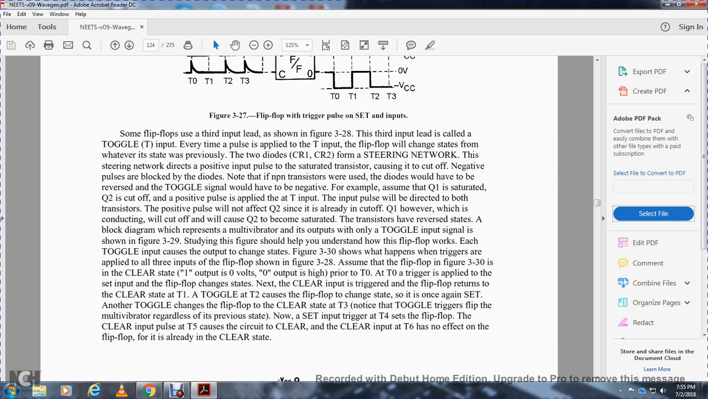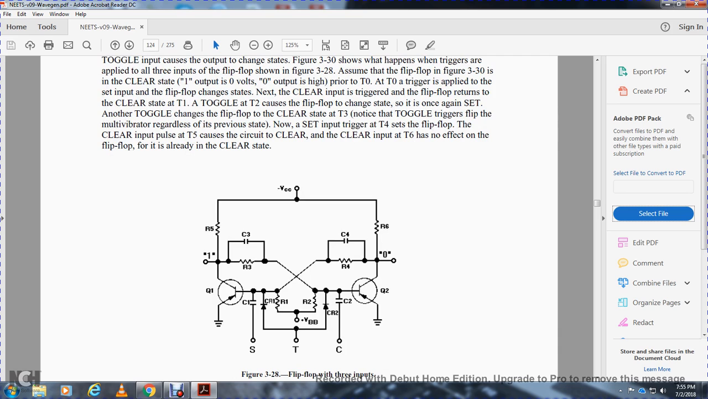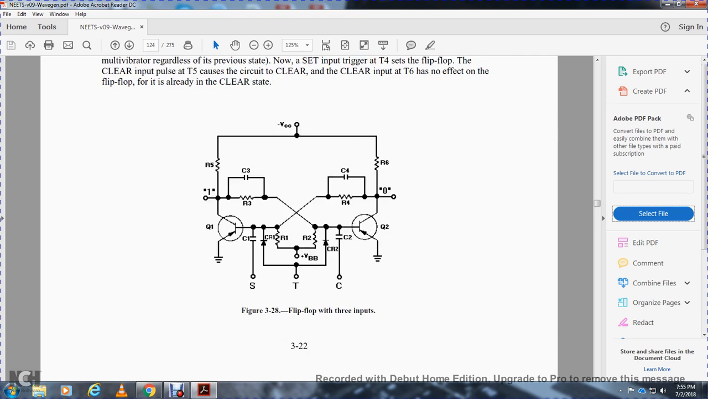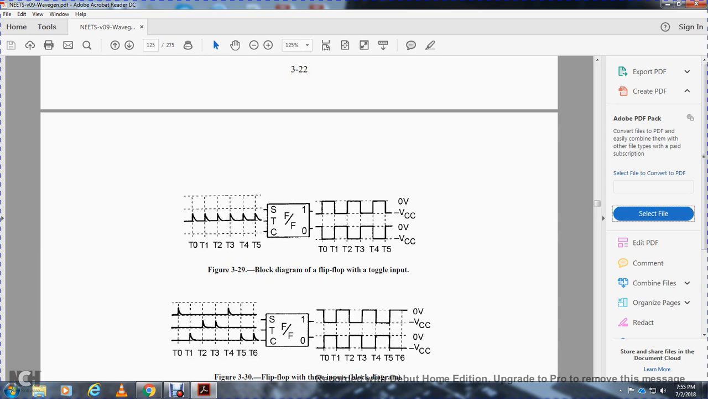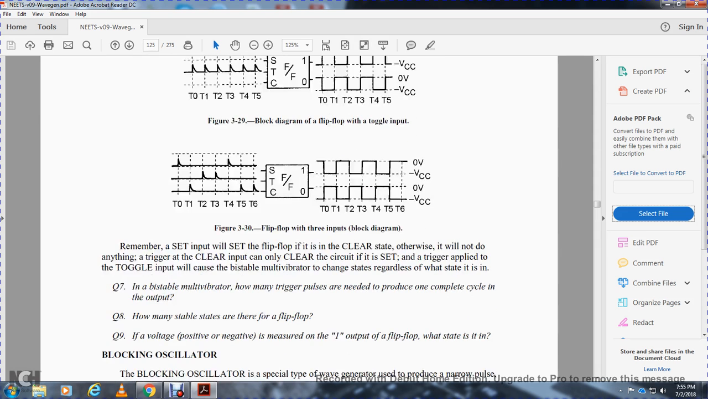Trigger 4 flips the flip-flop. The clear input pulse at trigger 5 clears it. The clear input at time 6 has no effect on the flip-flop, which is already in a clear state. Figure 328 shows the flip-flop with the 3 inputs. Figure 330 shows the block diagram of the flip-flop with the 3 inputs.